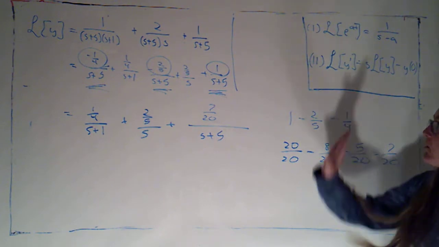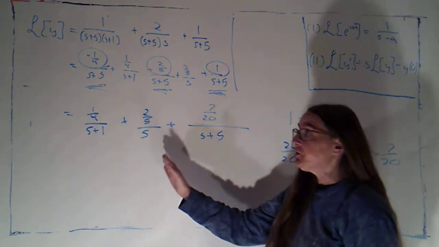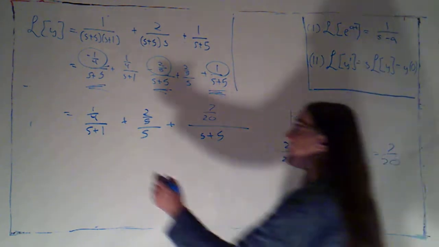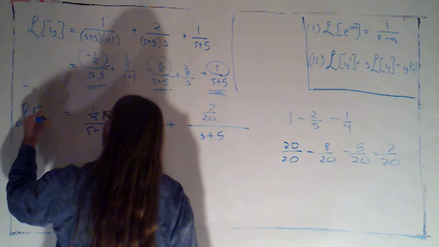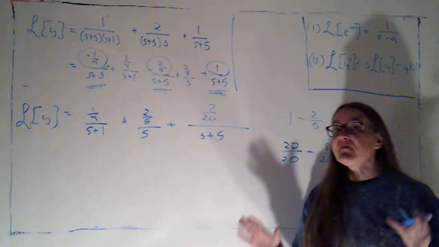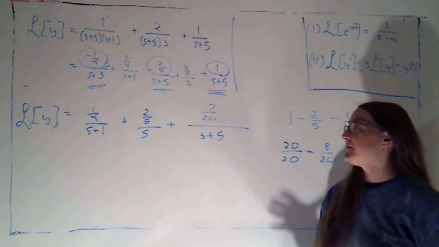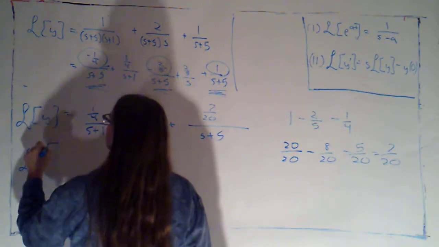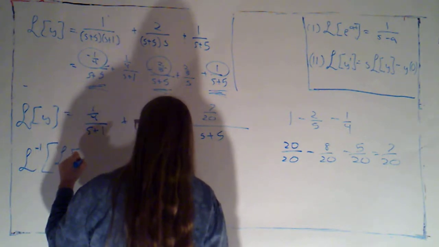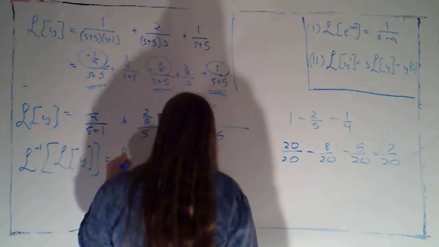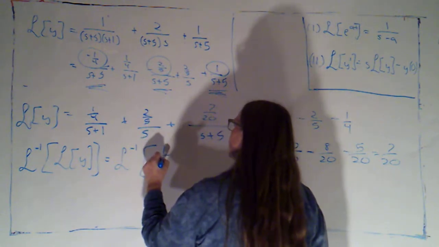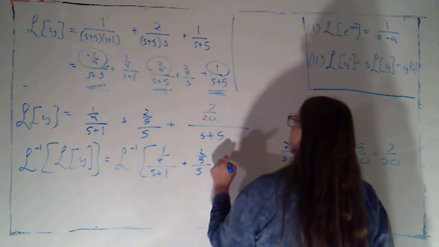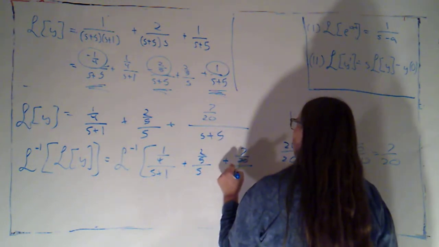Okay, now each one of these is just a multiple of one of these guys. So that was my Laplace transform of y. Now I'm going to apply the inverse Laplace transform to both sides. So I get the inverse Laplace transform of the Laplace transform of y is equal to the inverse Laplace transform of 1/4 over s plus 1 plus 2/5 over s plus 7 twentieths over s plus 5.